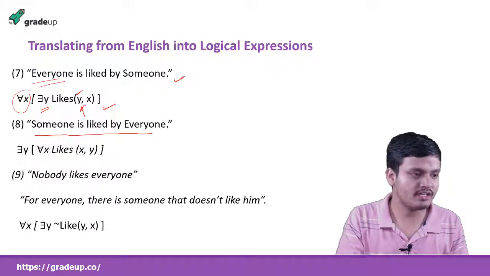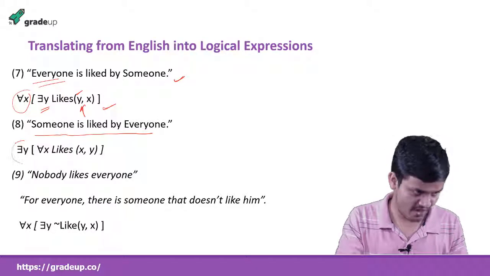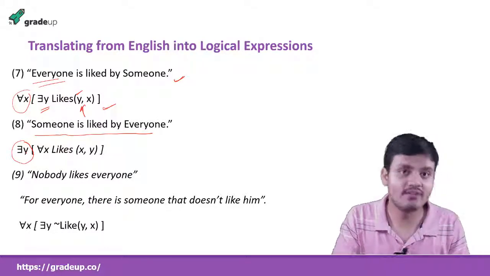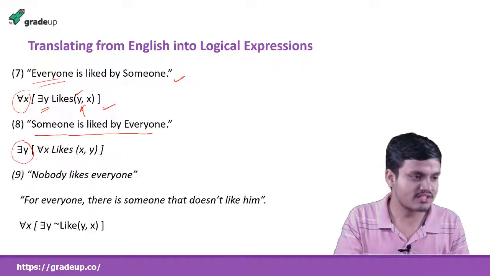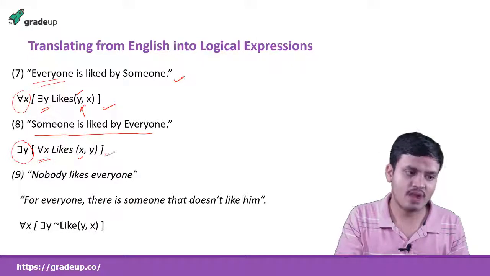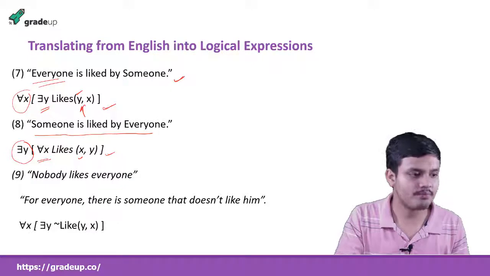How to translate it? There exists a Y that is liked by everyone. So there exists someone who is liked by everyone. So there exists a Y such that for all X, X likes Y. So that is the translation of that statement.